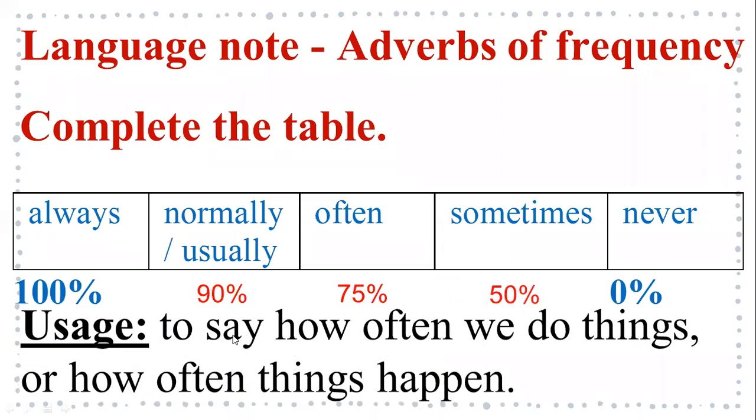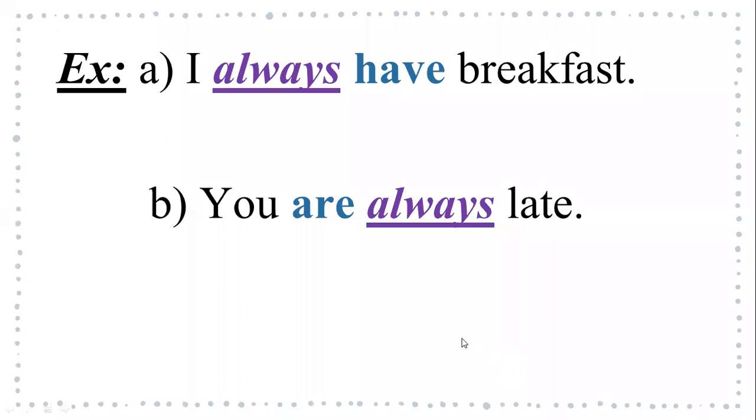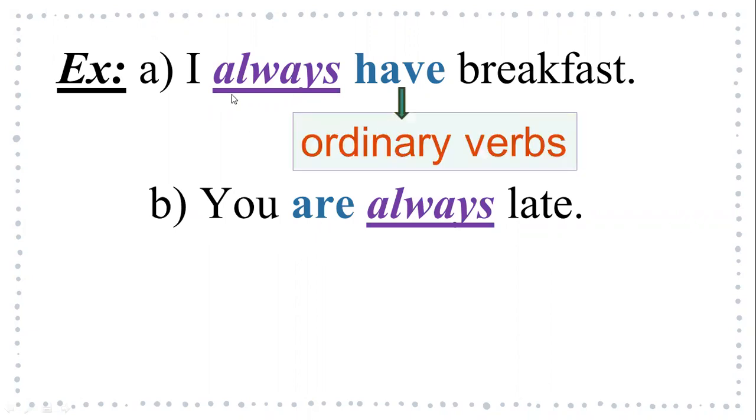And remember that we use adverbs of frequency to say how often we do things or how often things happen. Okay. So, please pay attention to the positions of adverbs of frequency in a sentence. Now, I have two sentences. The first one we use ordinary verbs, and the second one I use to be. So, please tell me the position of adverbs of frequency in a sentence that use ordinary verbs and to be.